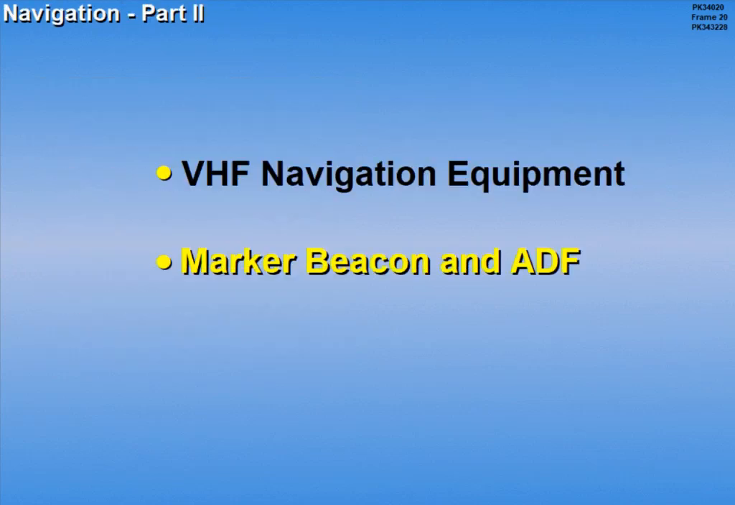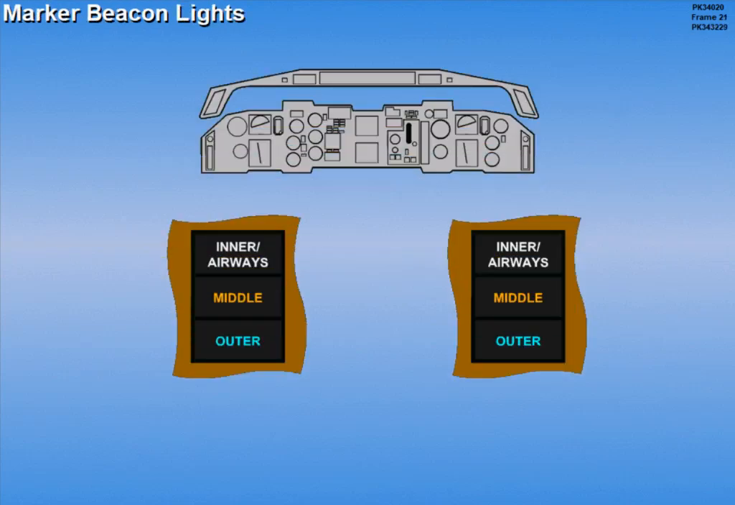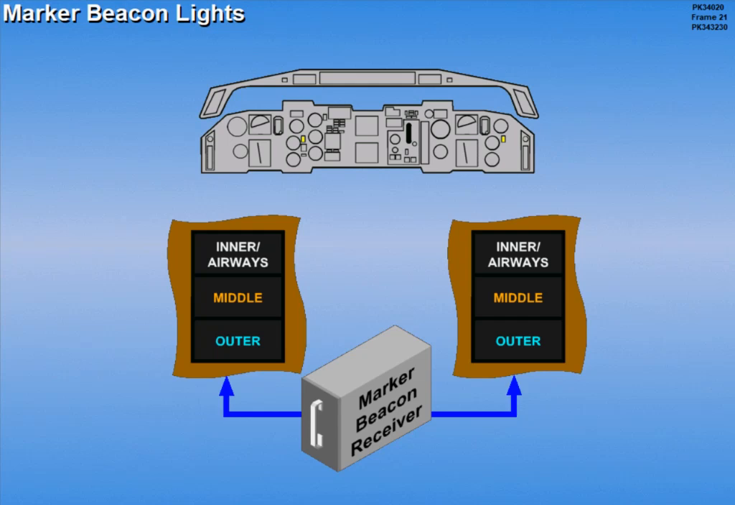Let's now look at the marker beacon and ADF. The captain's and first officer's marker beacon lights are located on each instrument panel. Both marker beacon lights are operated by the marker beacon receiver. That is part of the left VOR receiver.